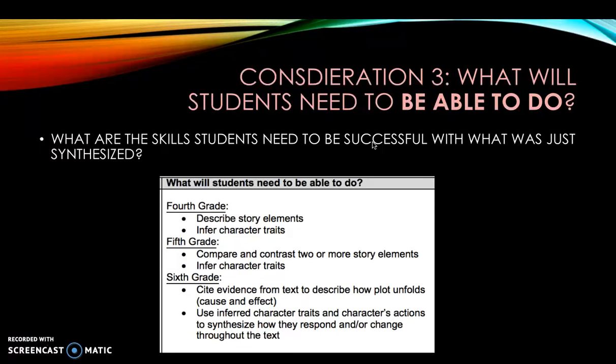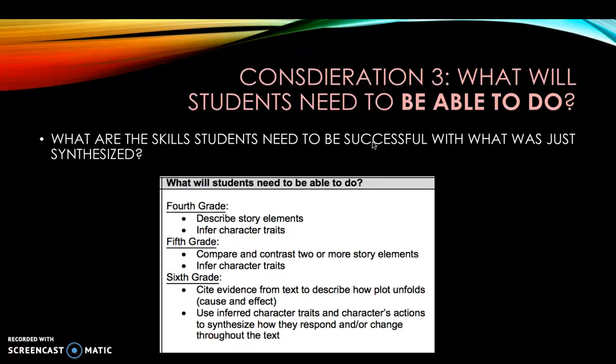After thinking about what students need to know, we want to think about what they need to be able to do. So not only with the 4th grade standard or the 5th grade standard, but also with the grade level above and below. So looking at what was synthesized in that initial part, in 5th grade, they're going to need to be able to compare and contrast 2 or more storytelling elements and infer character traits. This is different than what they will need to be able to do in 4th grade, which is to just describe the story elements and infer character traits.